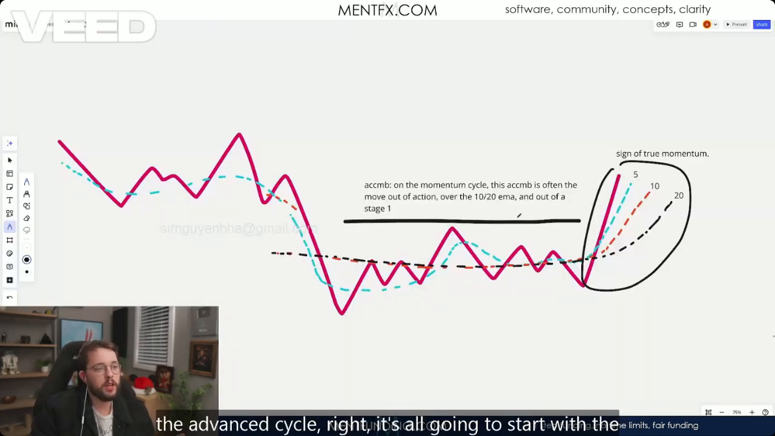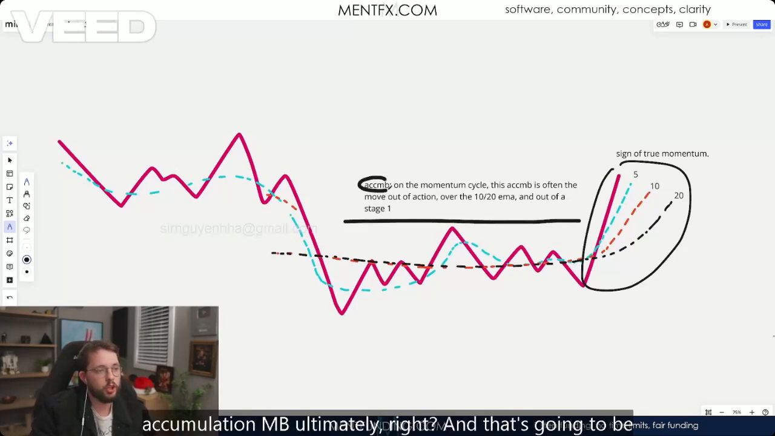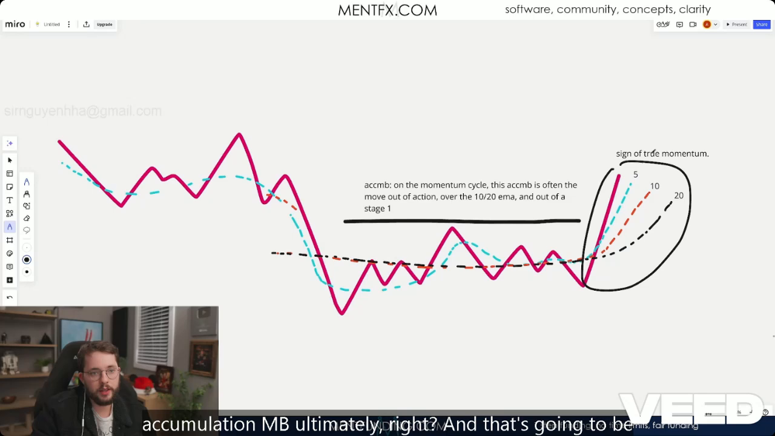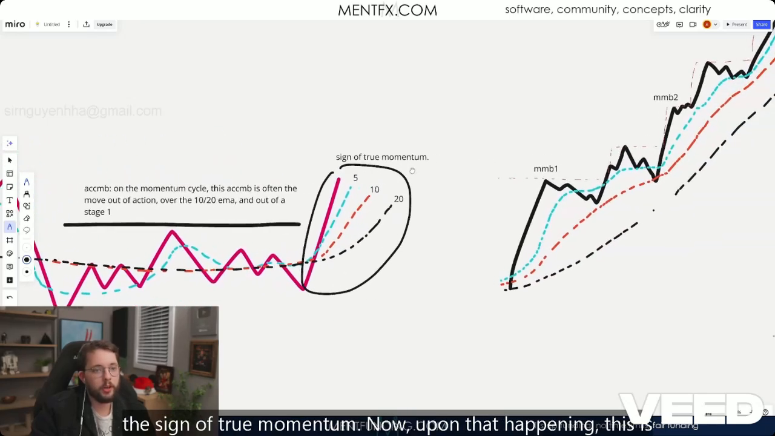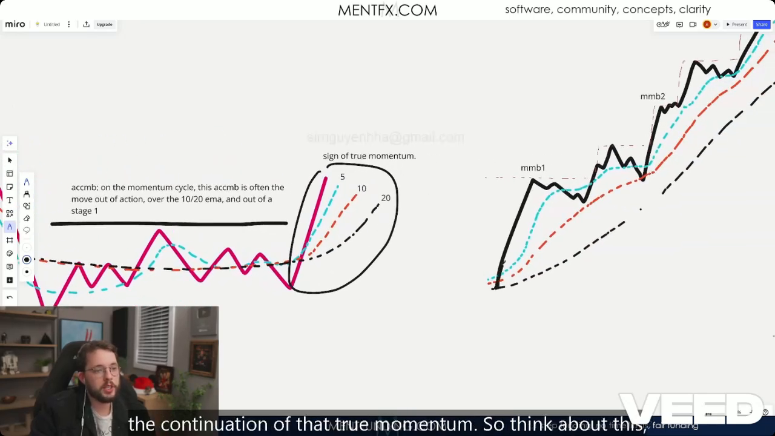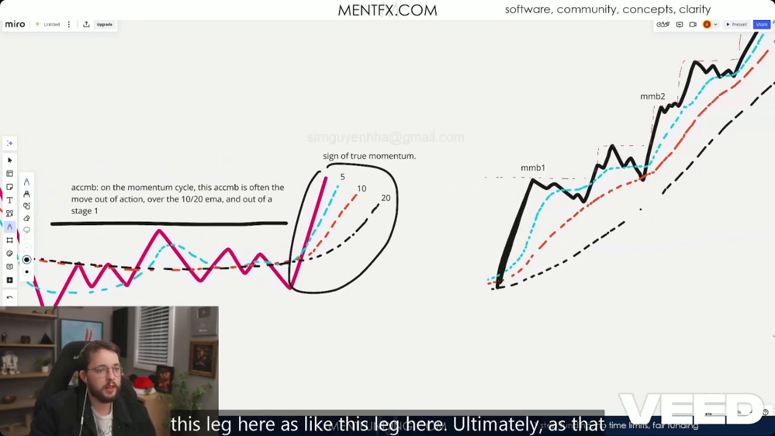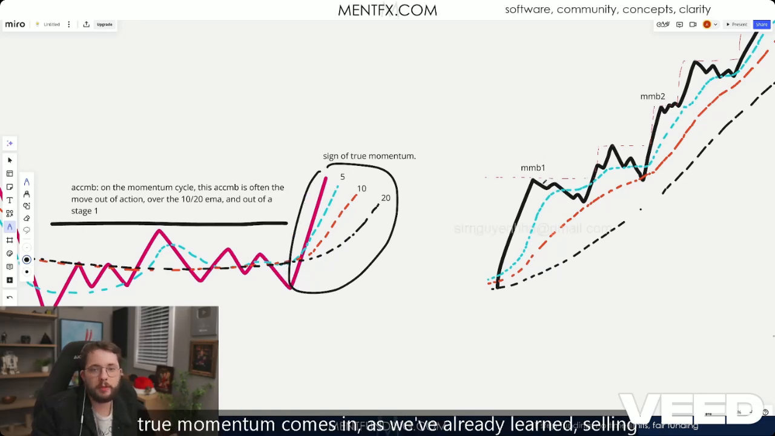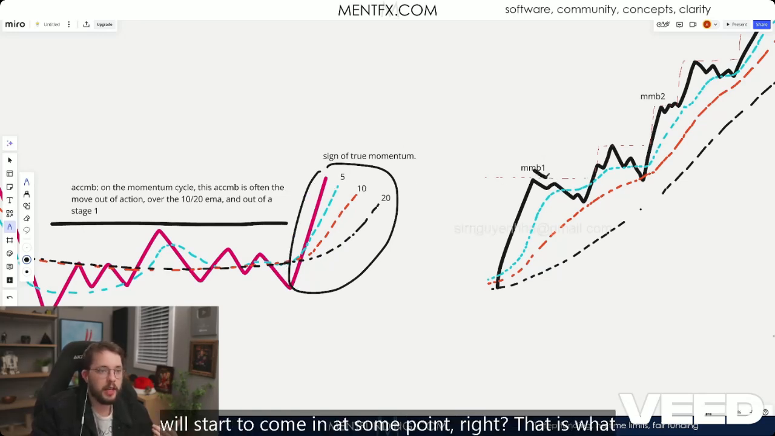So for the advanced cycle, it's all going to start with the accumulation MB ultimately, and that's going to be the sign of true momentum. Now, upon that happening, this is the continuation of that true momentum. So think about this leg here as like this leg here. Ultimately, as that true momentum comes in, as we've already learned, selling will start to come in at some point. That is what we're interested in. That's what I'm interested in as a trader.